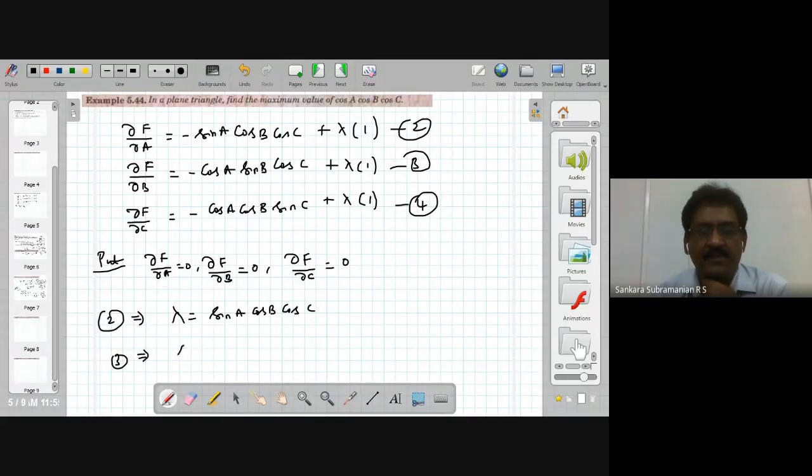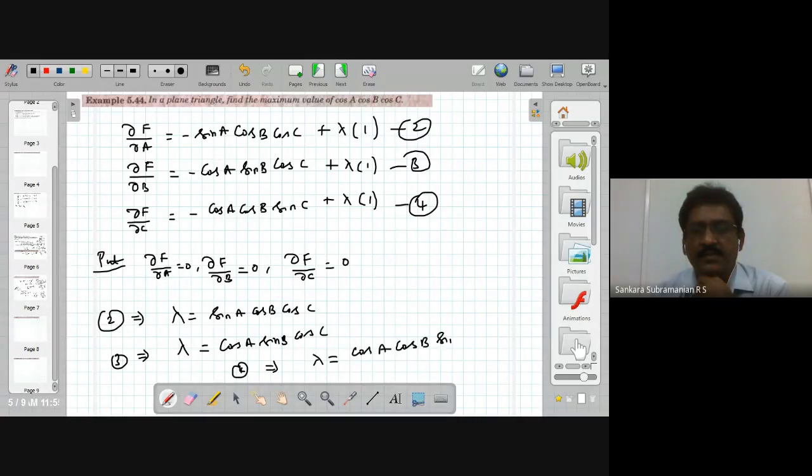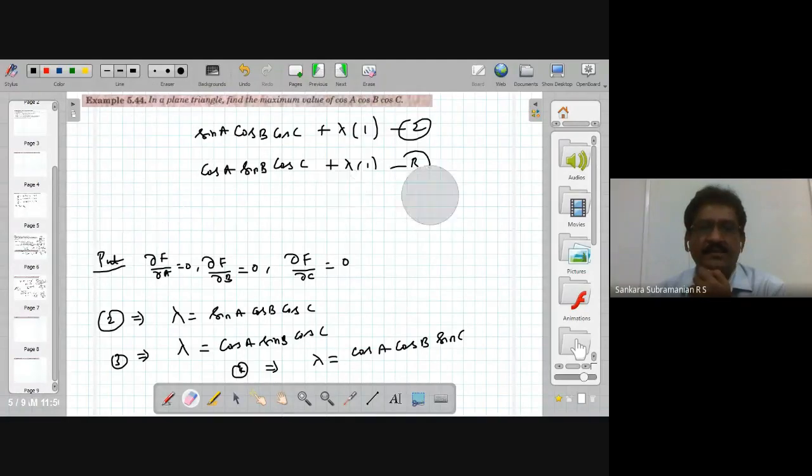Similarly, we can find lambda equal to cos A sin B cos C, and equation 4 implies lambda equal to cos A cos B sin C. Now, equating lambda, we get 3 equations. From 1 and 2 we can have some expression, from 2 and 3 we can get some expression. Then finally we can find the values for A, B, and C. That will give you the answer.